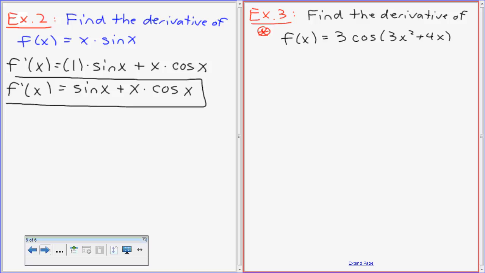It's like a function inside of a function, right? So you can imagine on your assignment, you're going to see something like 3 cosine tan, you know what I mean? It's going to be a mess.